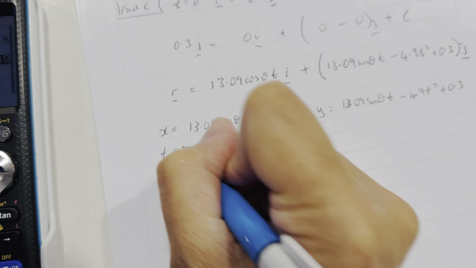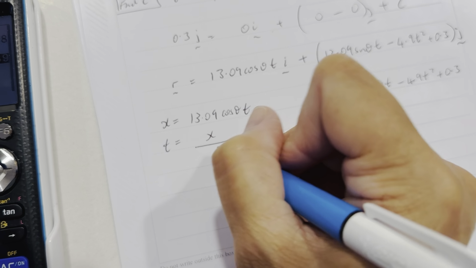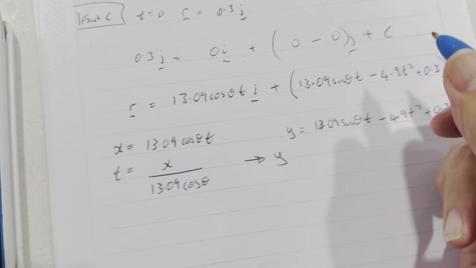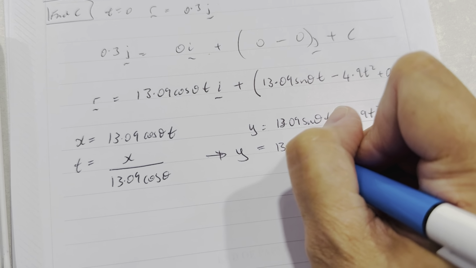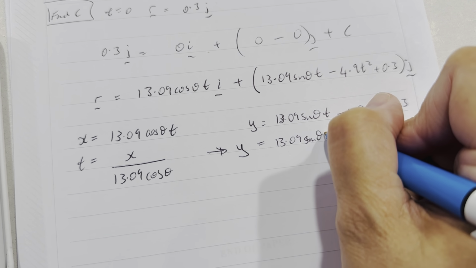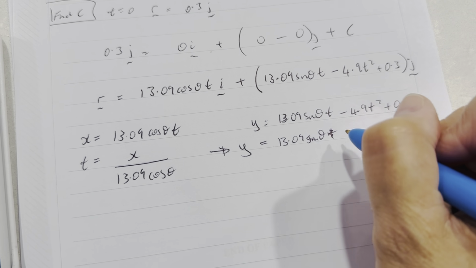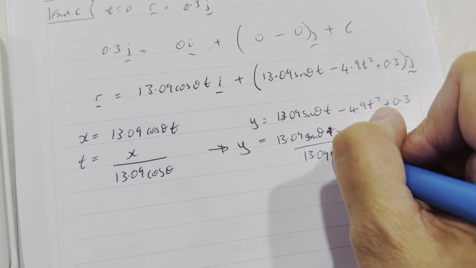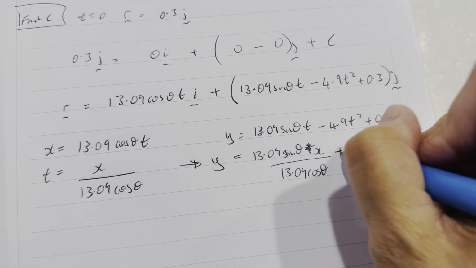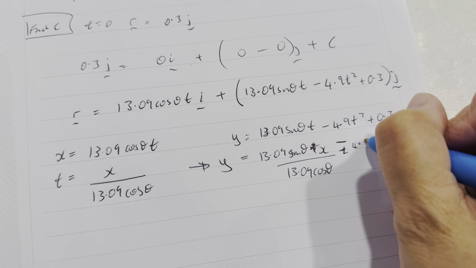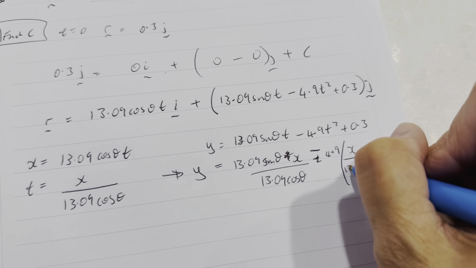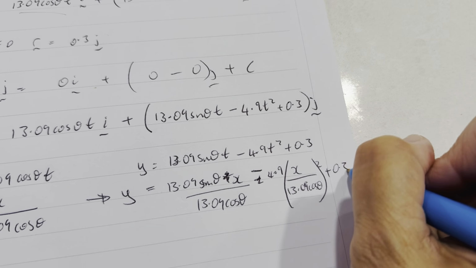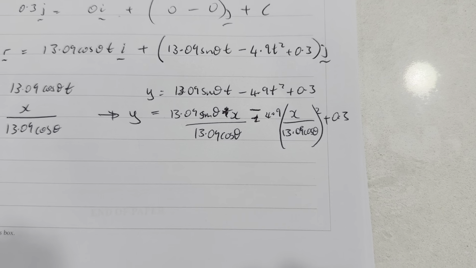So going to Cartesian, I'm going to change this to t is x over 13.09 cos theta. Sub it across. I'm going to get y equals 13.09 sine theta t. Oh, sorry, I'm not going to have t. Apologise. Substituting for my t is x over 13.09 cos theta. Take away 4.9 x over 13.09 cos theta, that's squared, plus 0.3. I didn't really leave myself enough room to write that.